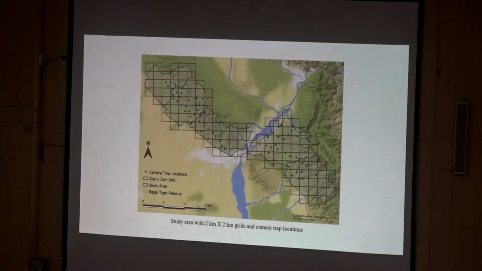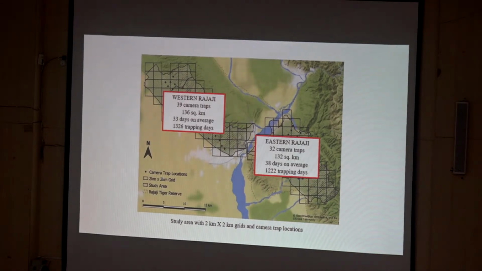Here is a map depicting the camera trap locations for the deployed camera traps, as represented by the black dots. A total of 39 camera traps over an area of 136 square kilometers were deployed in Western Rajasthan, whereas 32 camera traps covering an area of 132 square kilometers were deployed in the eastern part of the park. The cameras in Western Rajasthan were operational on an average for 33 days, and a total of 1326 trapping nights were recorded. In Eastern Rajasthan, 38 days was the average duration of function for a camera trap, and 1,222 trapping days were recorded.